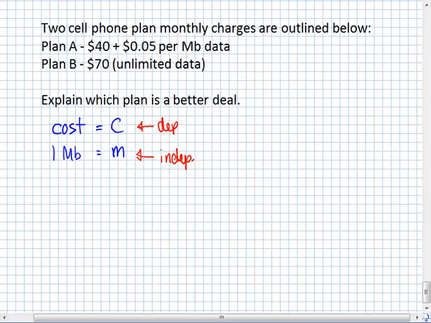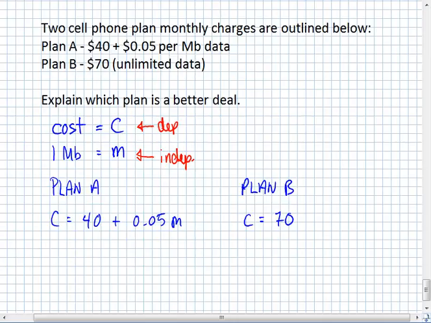Okay, so we're going to write an equation for both scenarios, plan A and plan B, using those variables. So why don't you do that right now? Pause the video. I'll give you 3 seconds, and then give you the answer. But write an equation in terms of cost, C, and M, number of megabytes of data, for both plan A and plan B, and then compare answers. So hurry up, pause the video, and do that now.